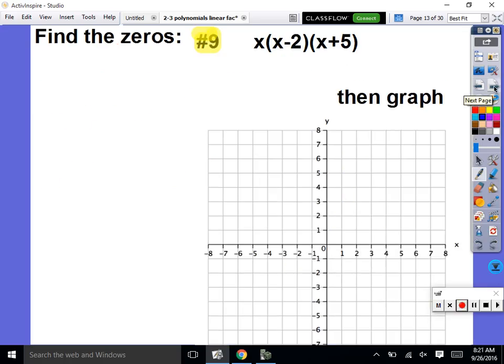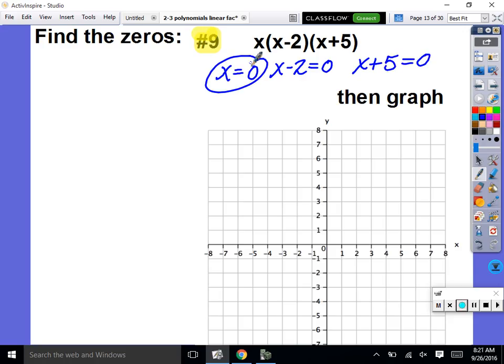It says find the zeros and graph. So notice this one's already factored for us down to linear factors. That's awesome. So we already have it factored. So now we're going to find the zeros. Set each of those equal to 0 and solve. So don't we get x is equal to 0, x is equal to 2, and x is equal to -5.